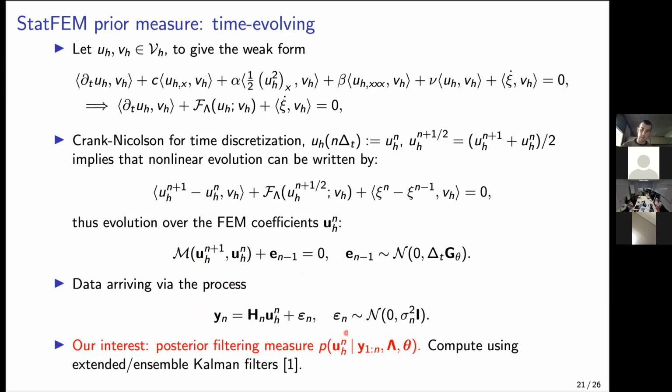So what we're after is the posterior of u_h, our FEM coefficients, given all the data up to the current time point, conditioned on that data, also conditioned on our model parameters, and also on our assumed forcing parameters in the Gaussian process. Now we can compute this using the standard methods of data assimilation. And in this talk, I'm going to focus on the extended Kalman filter, calling that ExKF.